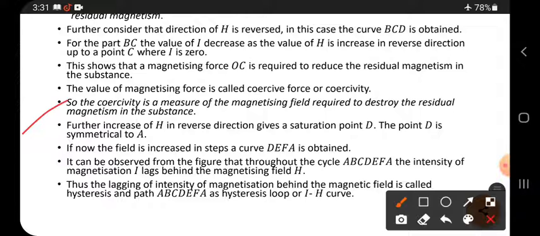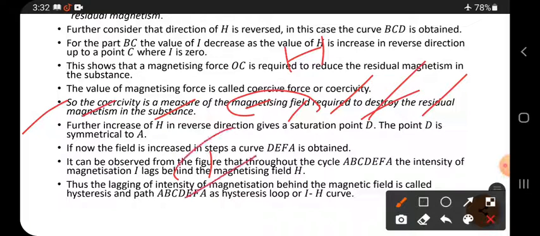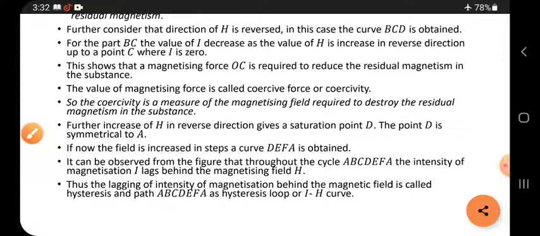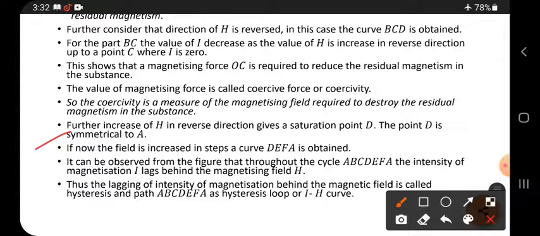See the definition. Coercivity is a measure of the magnetizing field required to destroy the residual magnetism in the substance. The magnetizing field is required to destroy the residual magnetism, meaning to make the I value 0. Further increasing the H value in the reverse direction gives a saturation point at D. The point D is symmetrical to A, symmetrical meaning the same as A.